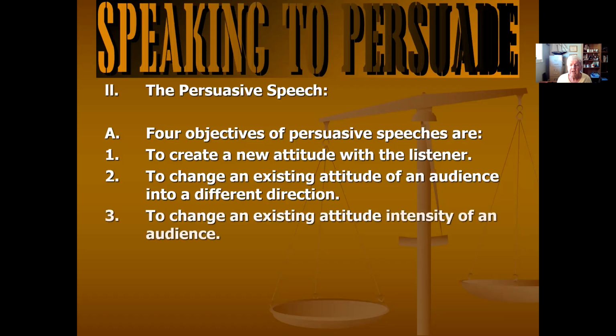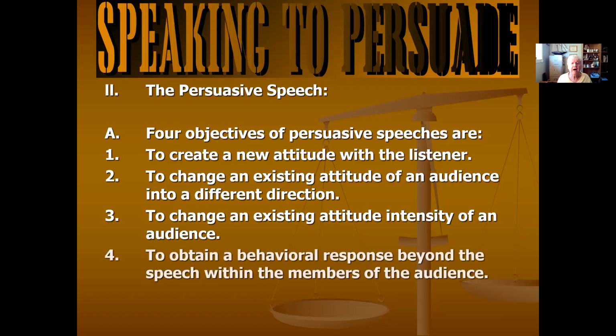To change an existing attitude intensity of an audience. So not only to create a new attitude or to change the direction of an attitude, but to change the existing attitude intensity from not knowing about voting to, you know what, yes, I now know about voting, I should do it, to yes, I'm going to vote, to I absolutely must vote, and I'm going to encourage other people to vote. The intensity grows to that issue.